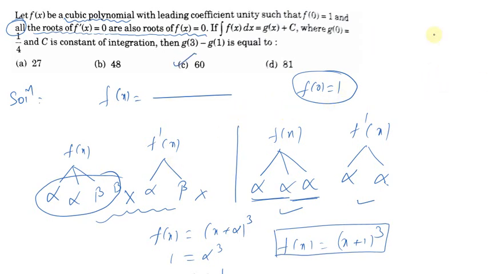Next, come to the next question. Integration of (2x+1)/(x^2+4x+1)^(3/2) dx. Okay, so what we can do? The derivative of this is nothing but 2x+4. So you can write this as 2x+4 minus 1. That is one of the procedures.